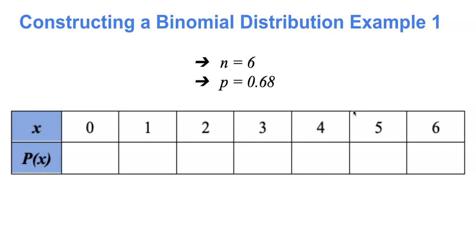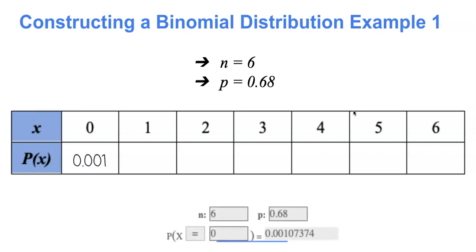We're just going to have to do one at a time. Take a look. In order for me to find the probability that X is exactly 0, look what I'm typing. I'm typing n is 6, p is 0.68, and X is exactly equal to 0. And I just rounded that to the nearest thousandth, and that came out to be 0.001.